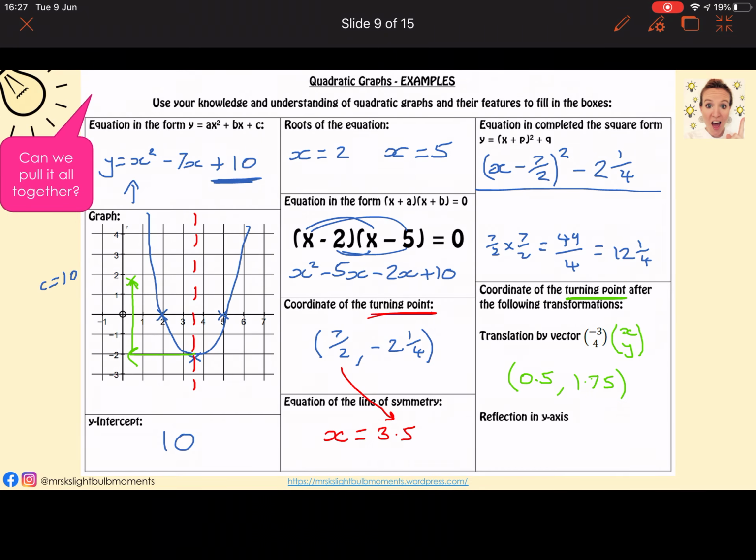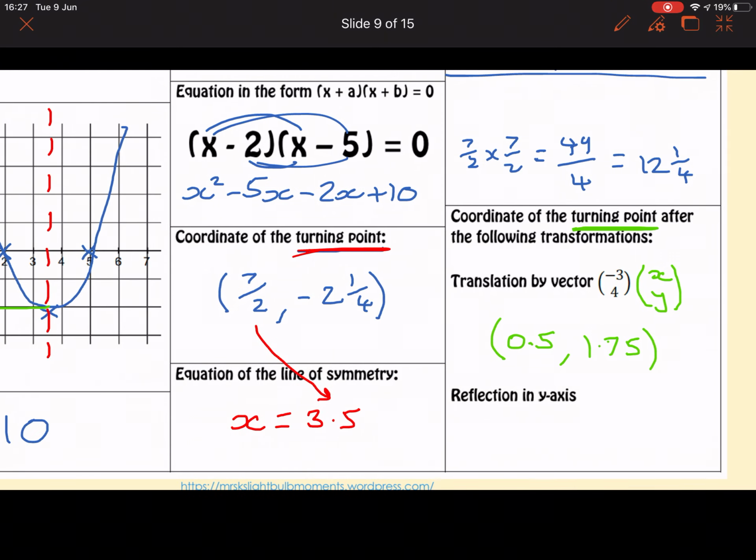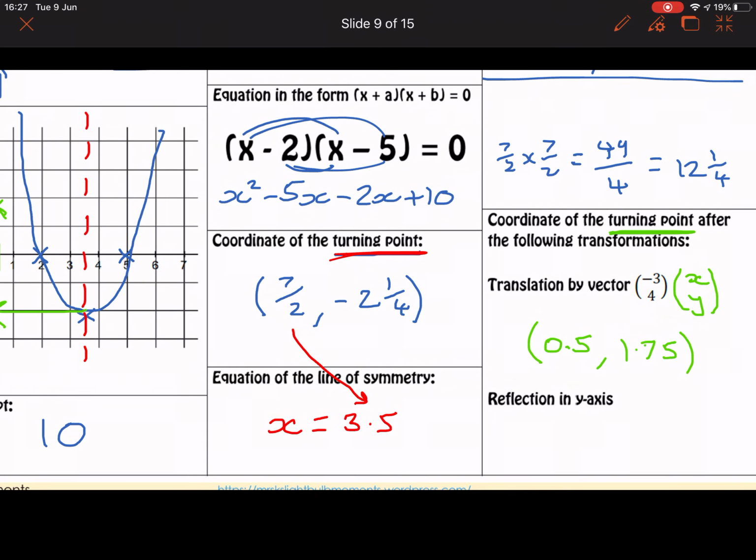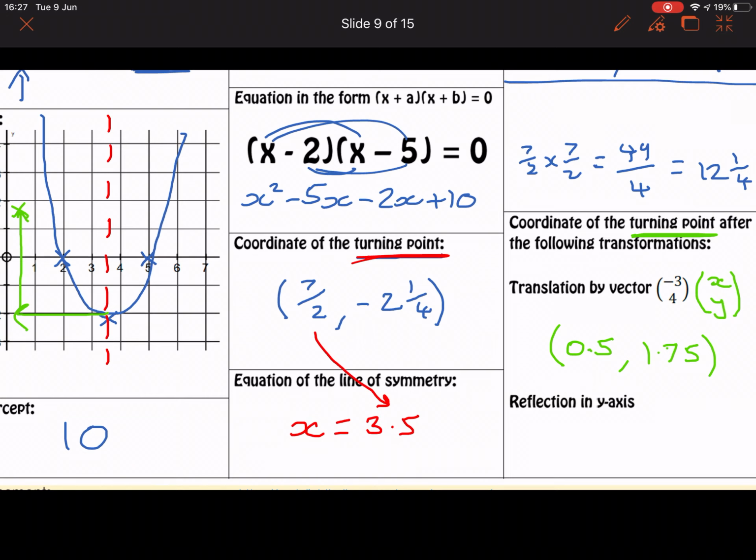Okay, last bit. If we reflected our whole curve in the y-axis, where would the turning point now be? So you can look at that graph if you need to and imagine it flipping. Think about what coordinate's going to change and what coordinate's going to stay the same. So imagine the y-axis is the mirror, the curve flips over to the left-hand side.